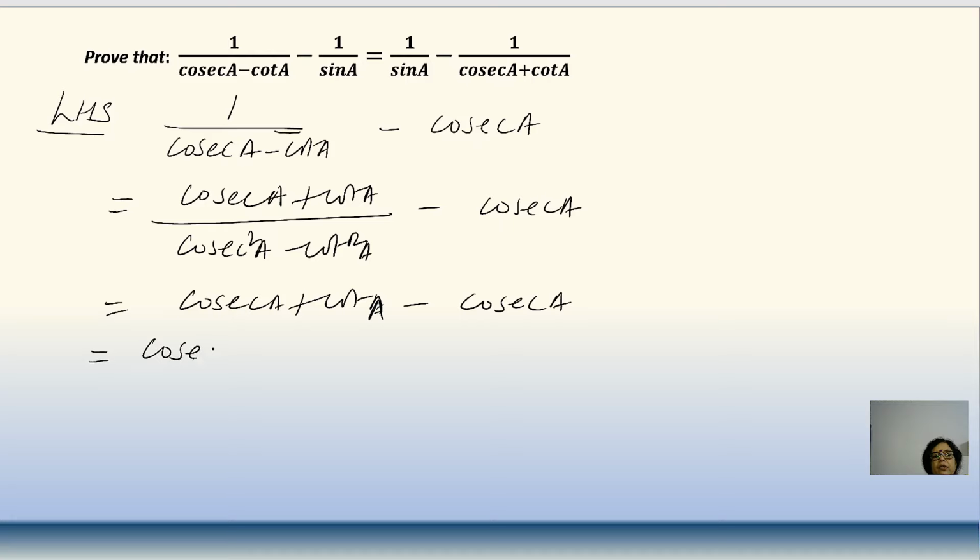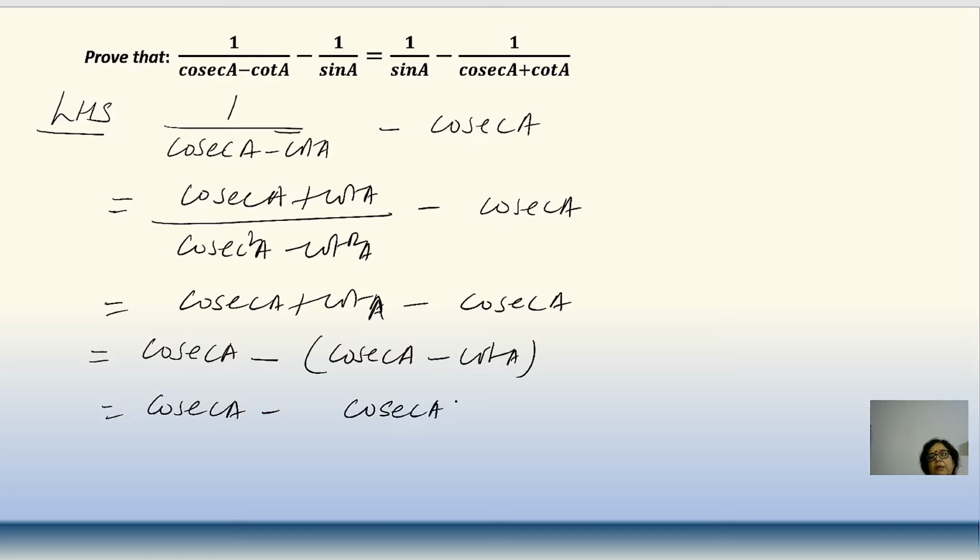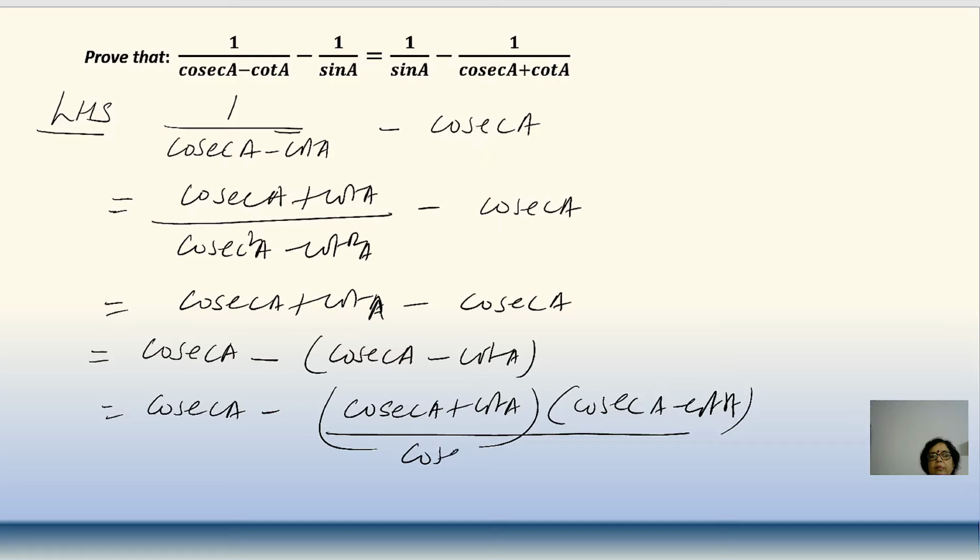We can take these terms this way and rewrite them as minus, putting this inside the bracket, cosec A minus cot A. So now cosec A is over here, and this term we will multiply and divide by cosec A plus cot A. So this becomes cosec A plus cot A into cosec A minus cot A divided by cosec A minus cot A.